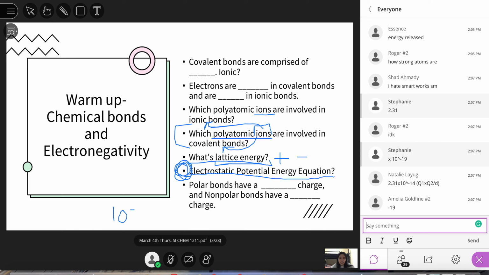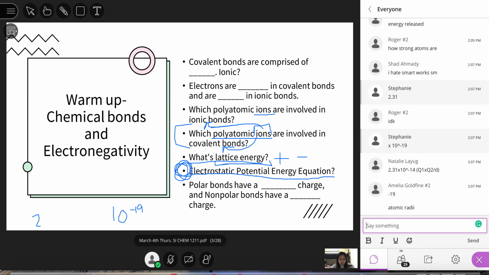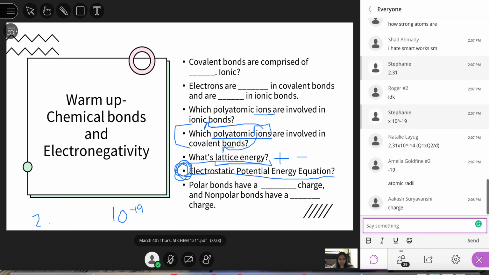And then what do Q1 and Q2 represent? Does anyone remember? Atom radii? You could, but I would say it's just the charge. Akash is right, because he's been going to the sessions, he knows for sure that it's the charge. For example, hydrogen has +1, and Cl has -1, so you would do -1 times +1, which is going to be negative.